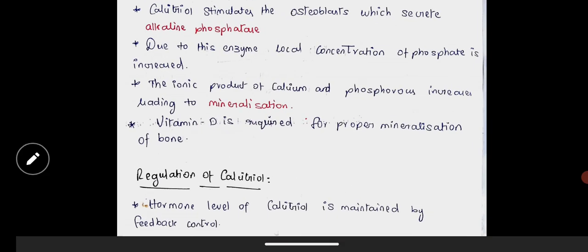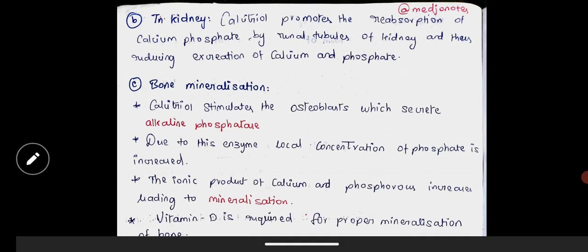Okay, how does it act on the kidney? In the kidney, calcitriol promotes the reabsorption of calcium. See, the main function of calcitriol is that it increases the blood calcium level. In the intestine, it is absorbed. In the kidney, it is reabsorbed by the renal tubules, thus reducing excretion of calcium and phosphate. When excretion of calcium and phosphate decreases, what happens? Automatically, reabsorption of calcium increases. That's it.